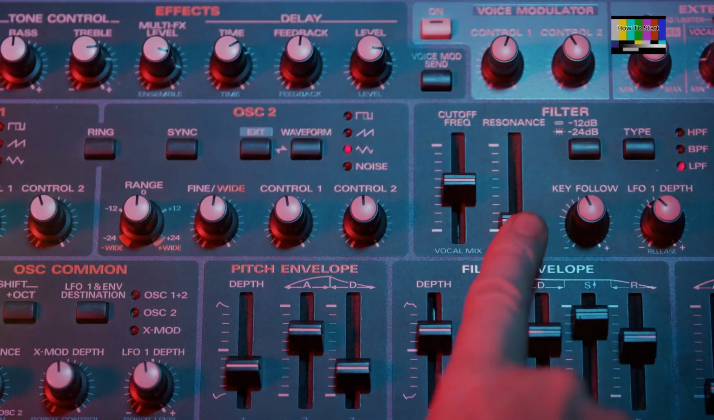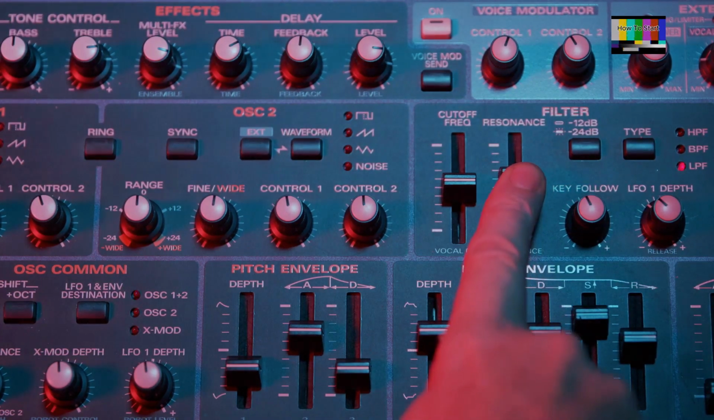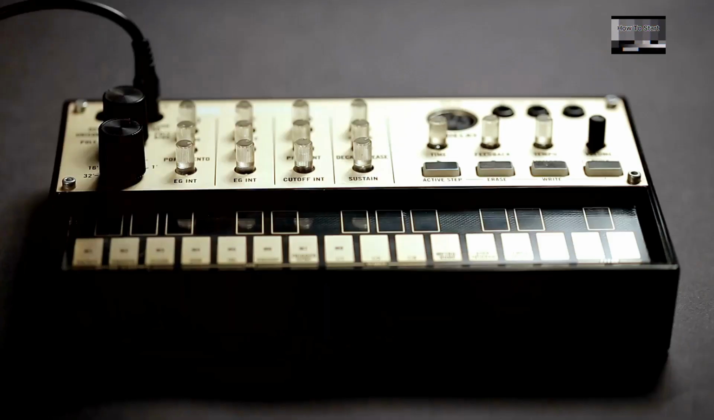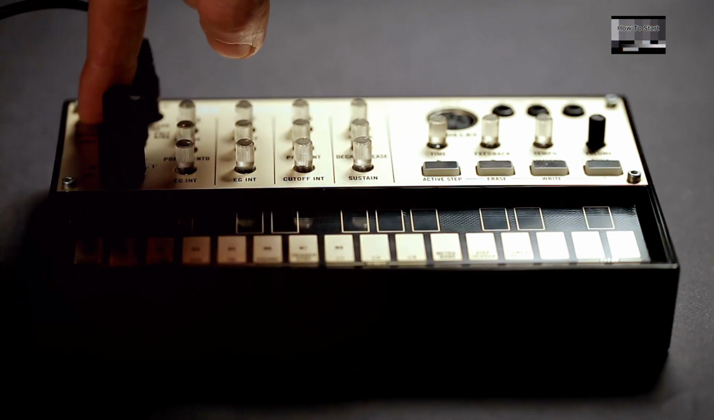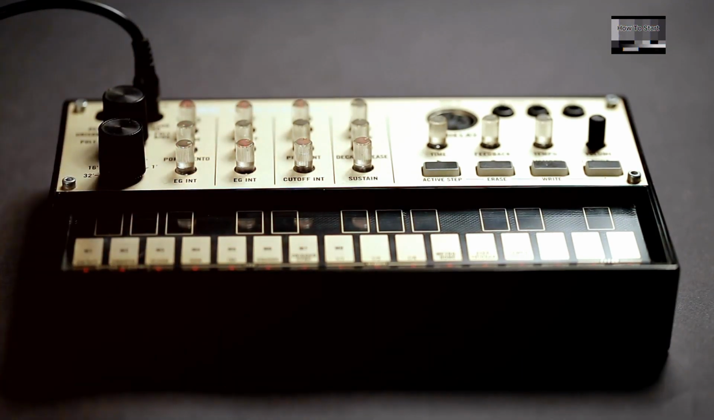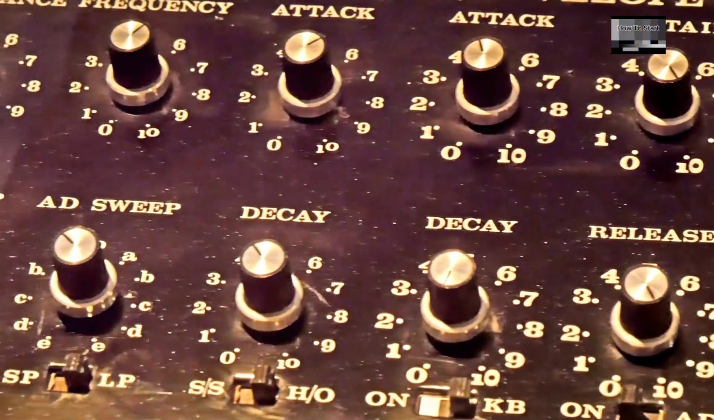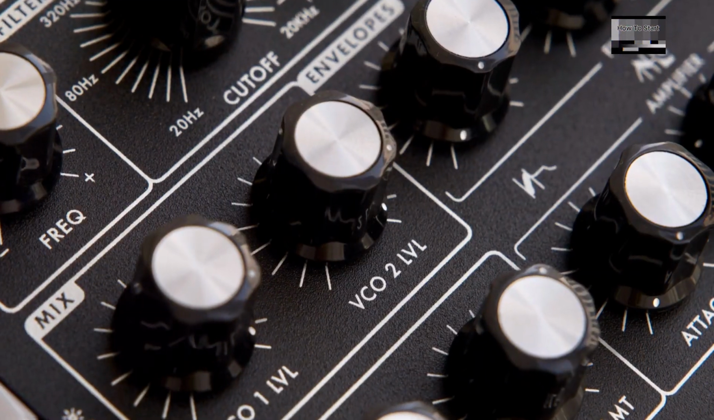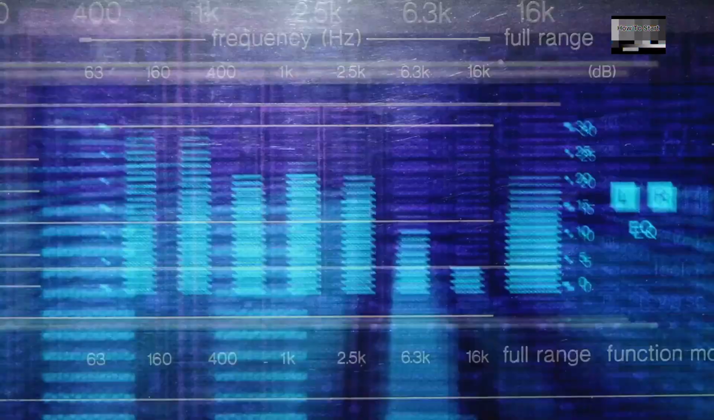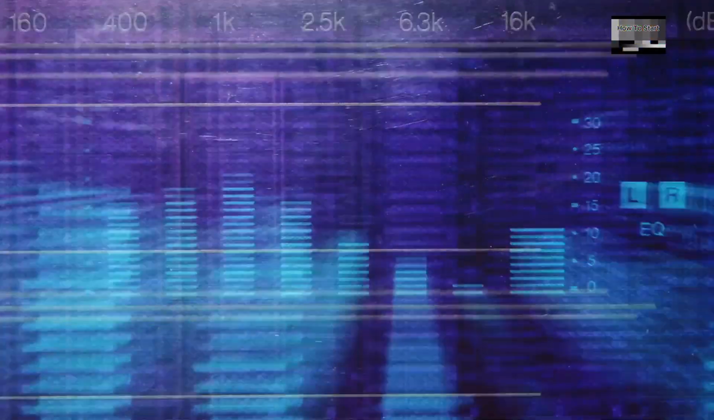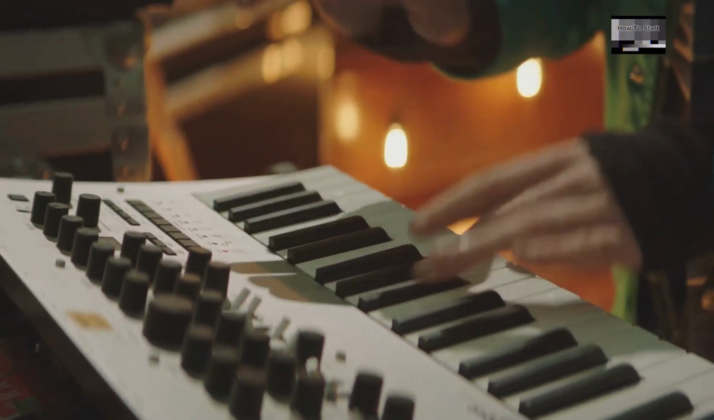Before we begin, it's important to understand the basic building blocks of an analog synthesizer. These core components work together to generate and shape sound. First, we have the oscillator, or VCO. The oscillator is the heart of the synthesizer. It produces the raw sound waves. Think of it as the voice of the synthesizer.